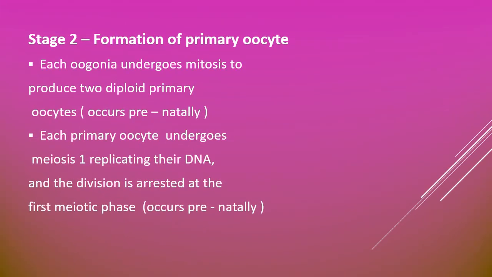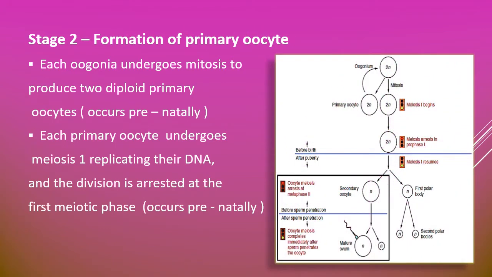The next stage in oogenesis is the formation of primary oocyte. Now, the oogonia formed from the primordial germ cells undergo mitosis and form two diploid primary oocytes. Now, the primary oocytes again undergo meiotic division 1 for replicating their DNA, and the division stops at the prophase 1 of meiotic division 1. This meiotic division occurs pre-natally, that is, before birth or during pregnancy.